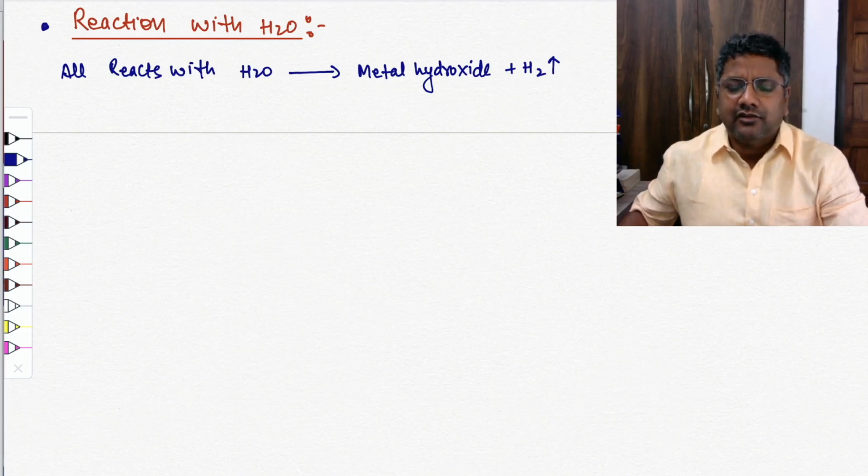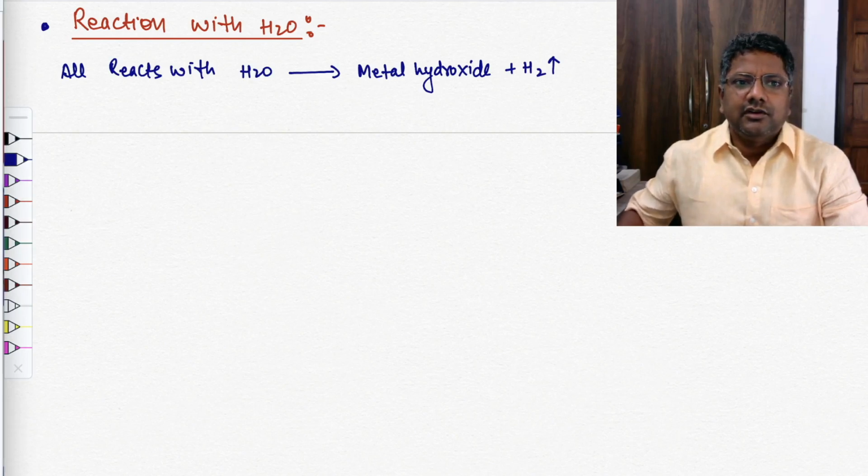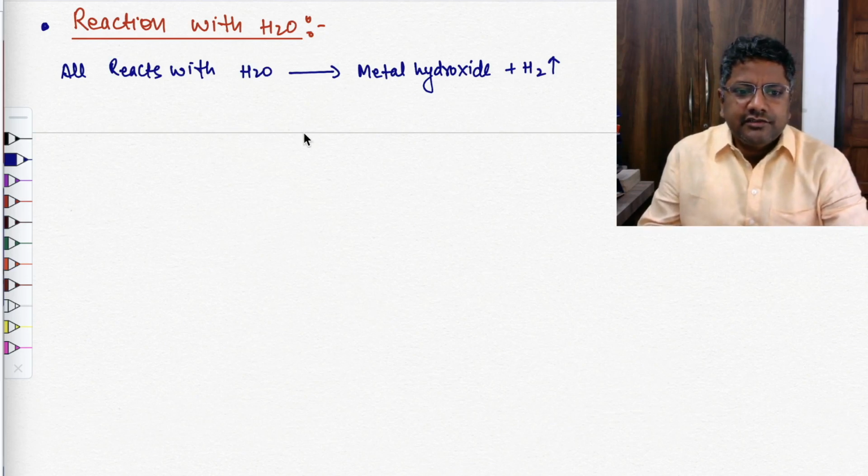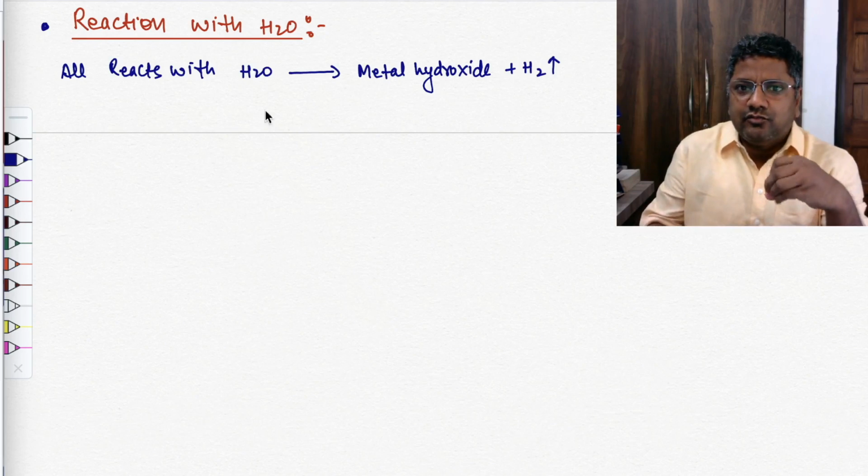So they produce the corresponding metal hydroxide. Means if lithium reacts, then lithium hydroxide, sodium reacts, then sodium hydroxide, right? Like that. And the reactivity increases down the group. The reactivity with water increases, the reaction becomes violent on going down the group, right?